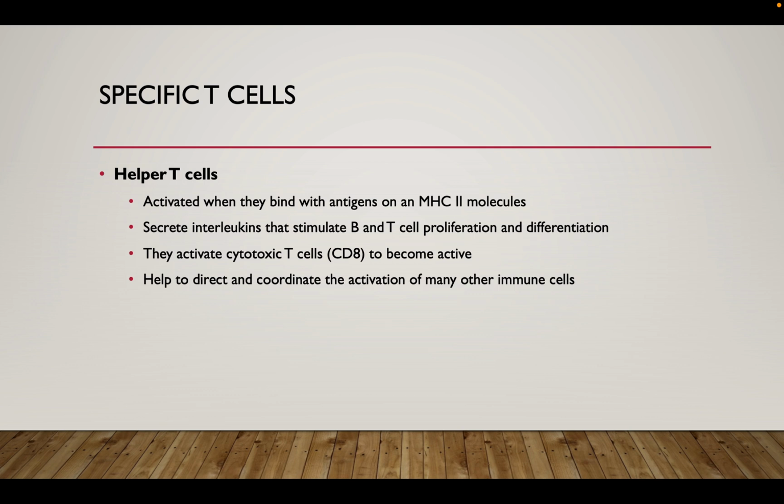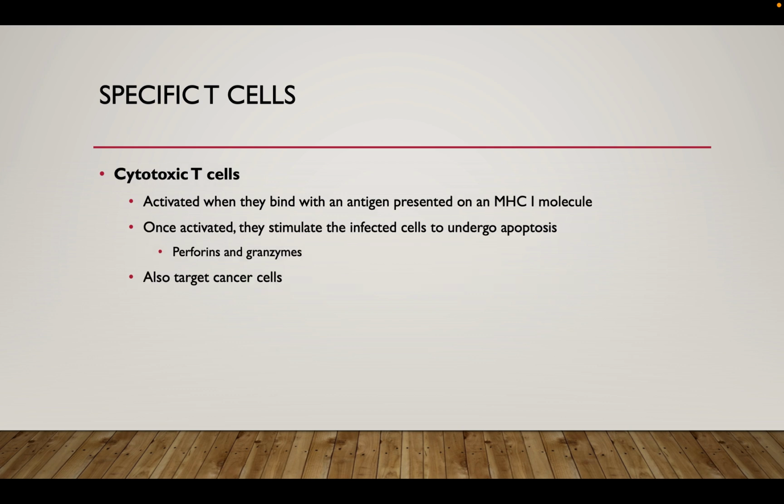in our cell-mediated immunity. Our cytotoxic T cells are going to be those that actually perform, they're the workhorse of the cell-mediated immune system that actually destroy foreign or infected cells. They always will bind with the MHC1 molecule.